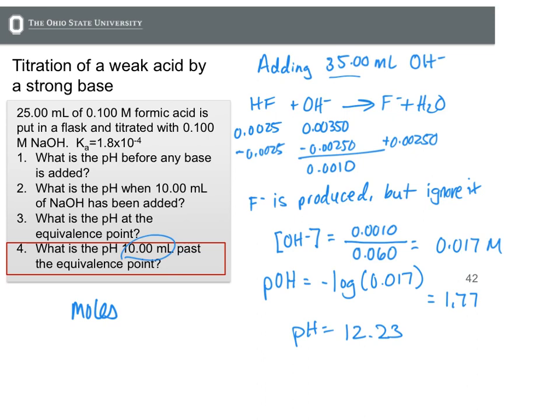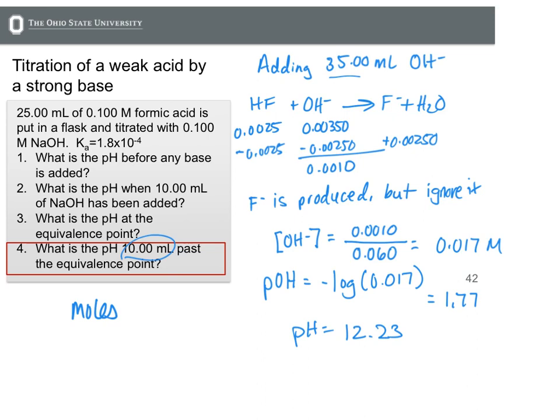Oh, how come we didn't use it in part 4? Because the nice thing is we don't have to worry about F minus, because it is not going to have enough of an equilibrium to affect the pH at all. So we have OH minus, and one of the nice things about strong base is that you don't have to use an ice table. You can just take minus the log of its concentration. So you can avoid all of that.